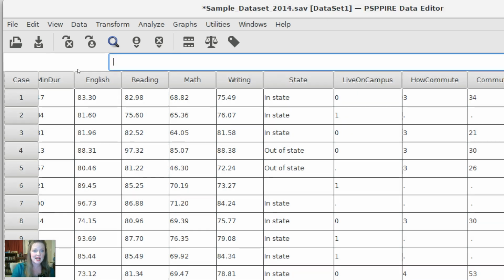Let's go ahead and look at the data. So here we see everyone's English score in this column, and here we see everyone's math score in this column. So what PSPP is going to do is calculate the difference between the English score and the math score, get a set of difference scores, and then do that paired samples t-test on the average difference between the pairs. So let's do that.